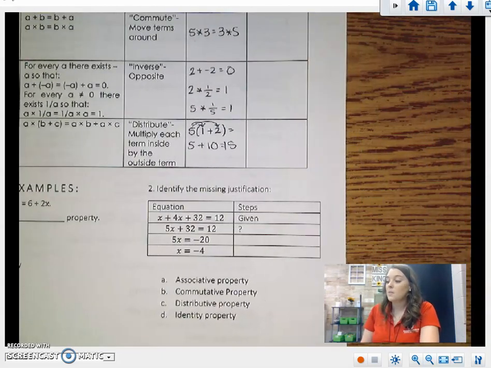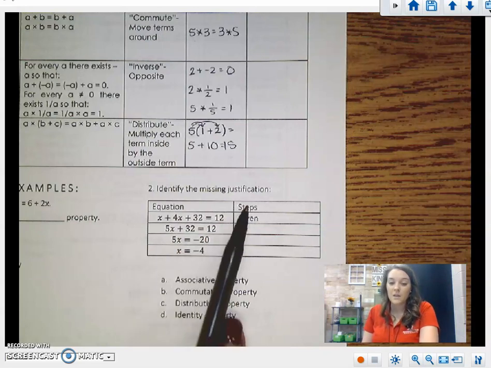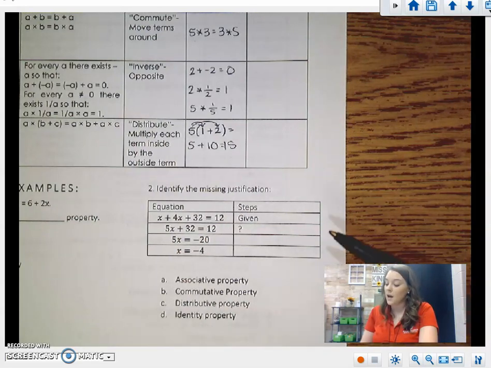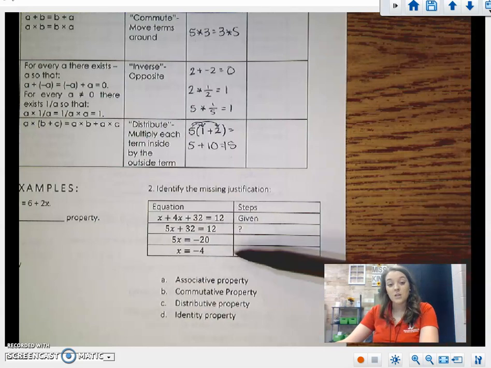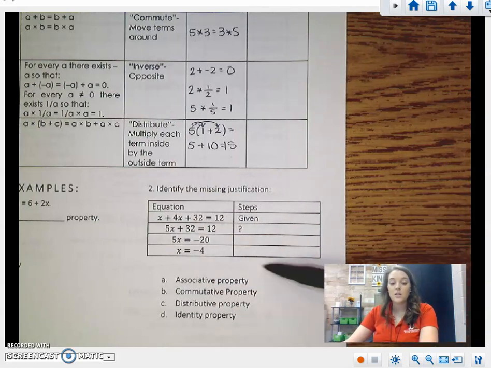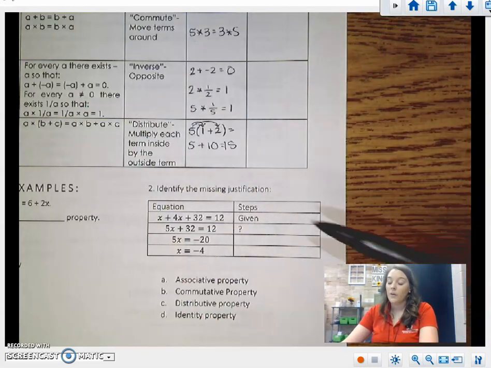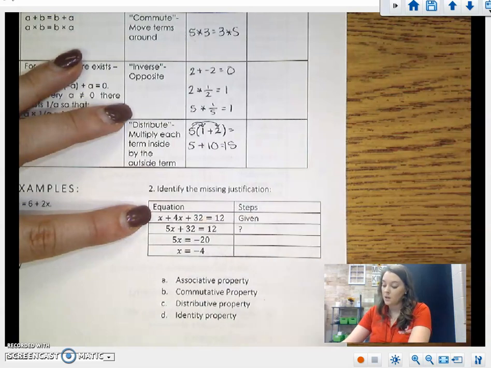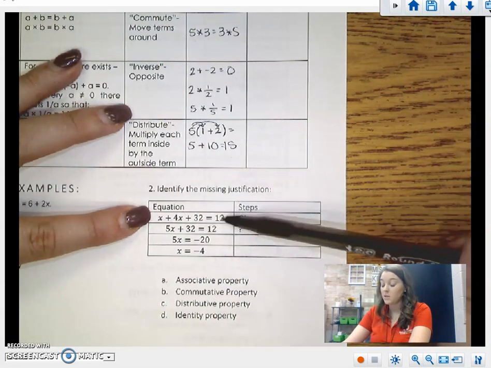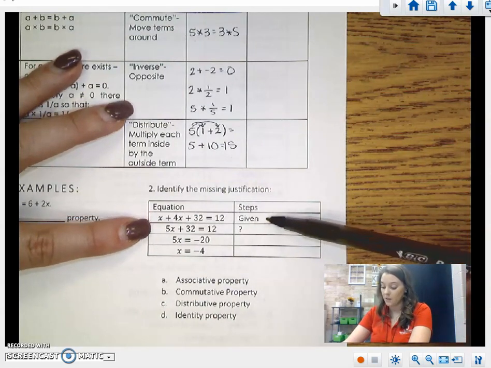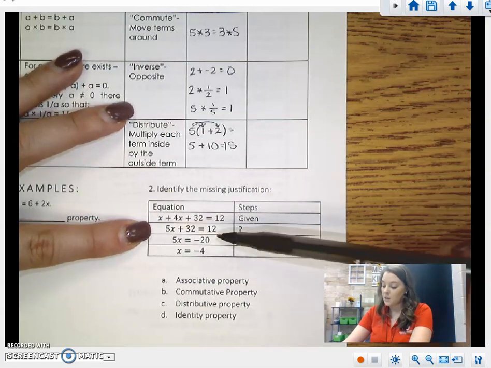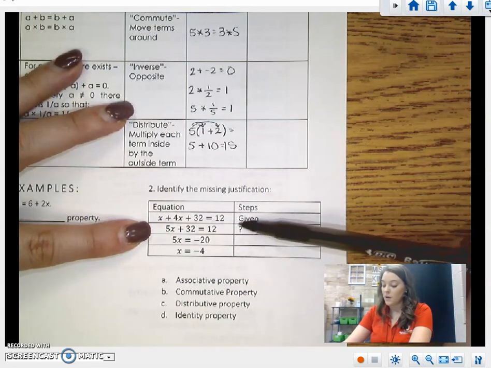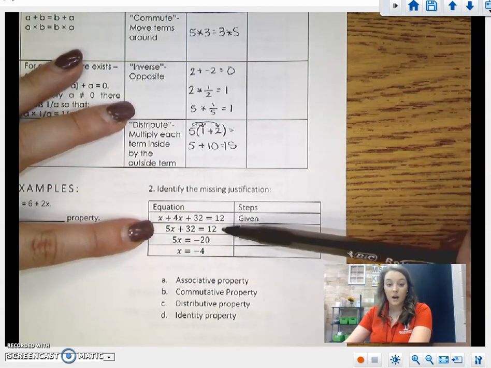Another test prep example would be identify the missing justification. So this time they give you an equation, they solve the equation, and they want you to justify it with the properties. And this is the most common way that you would be tested on the properties here. So they have this equation, x plus 4x plus 32 equals 12, and they say that's given. 5x plus 32 equals 12, and that's the one that they want to know, how did you get there?